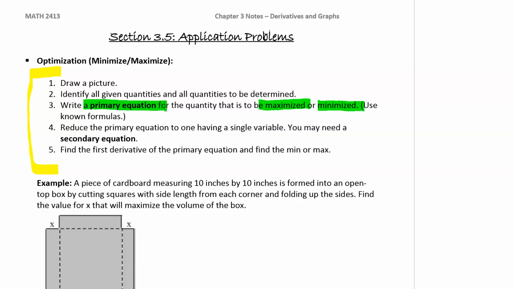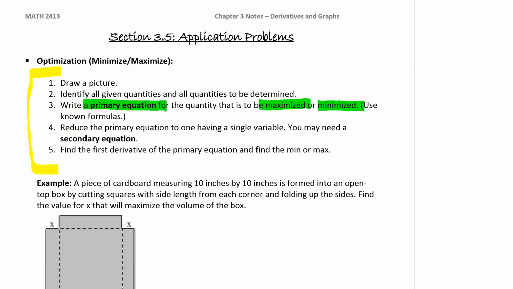And it may use some known formulas, especially as you're working through the homework. 4, reduce the primary equation to one having a single variable. You may need a secondary equation. So if you're looking at a primary equation and you're like, I have 2 or 3 letters going on in here, think of another way to relate your information to something known about that shape or figure and use that to substitute into your primary equation. And the secondary equation just helps you to manipulate to a variable, not necessarily the one that you're going to be taking the derivative of.